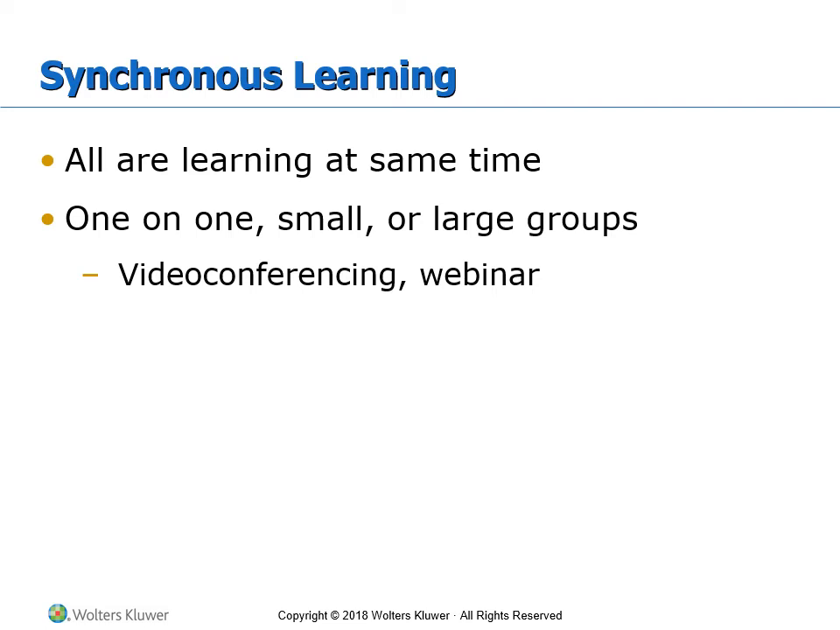Now, we also are going to talk about the different types of learning that you can be doing with your presentation materials. The first is synchronous learning. This is where everyone is learning at the same time. This is things like one-on-one or small or large groups. This is things like video conferencing and webinar. Synchronous learning is what most of your other instructors have been doing, which is when you're on the Zoom call, they're actually doing the teaching in that moment.